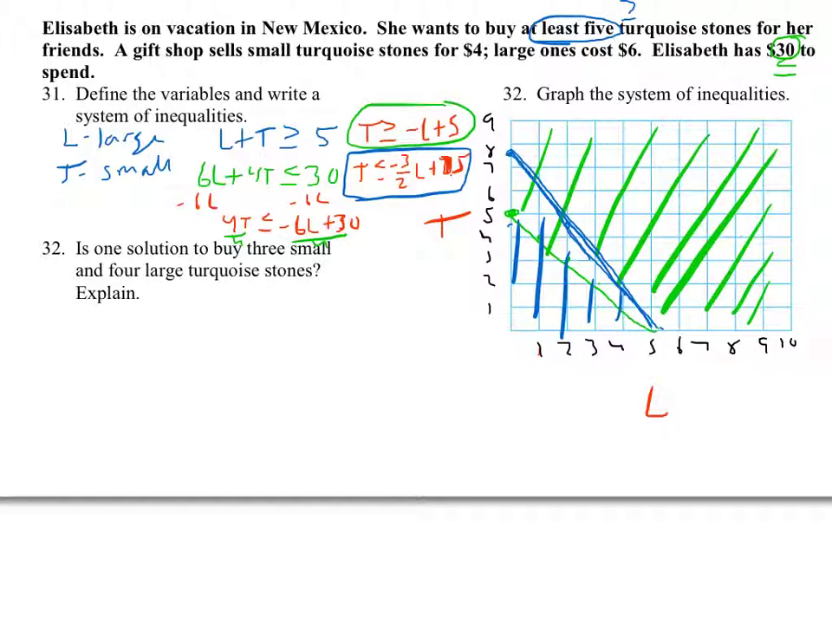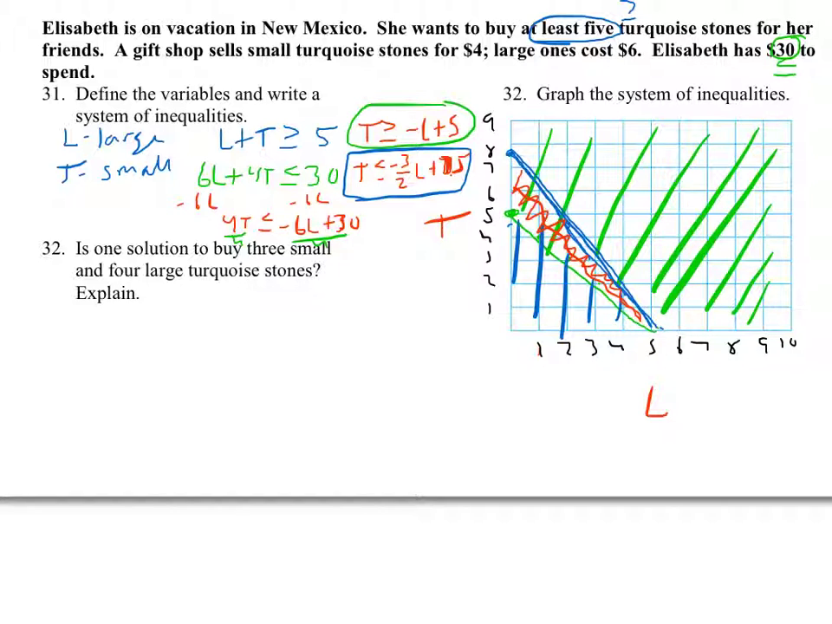So our region is right in here. That's where a solution would fit her requirements, spending less than 30 and having at least 5 turquoise stones.